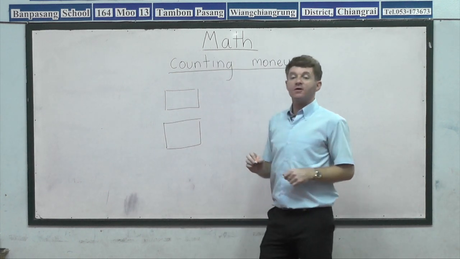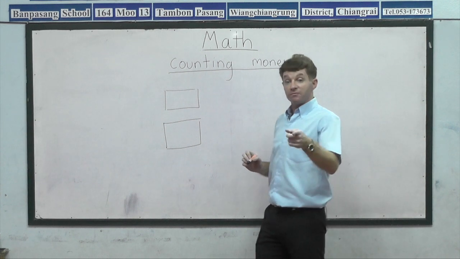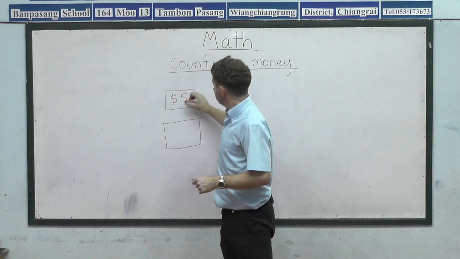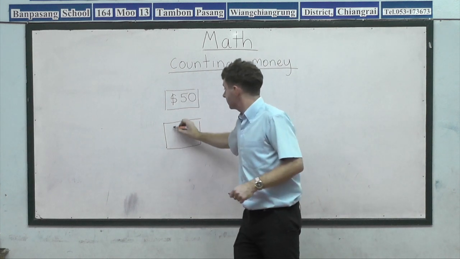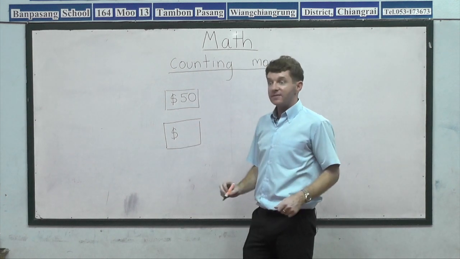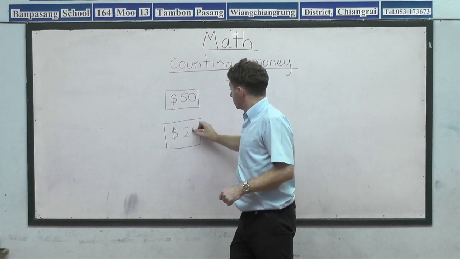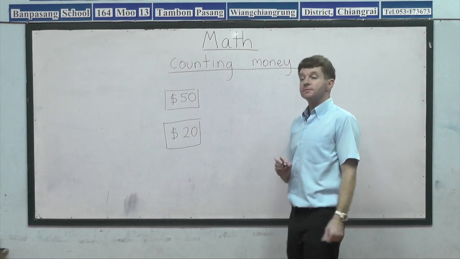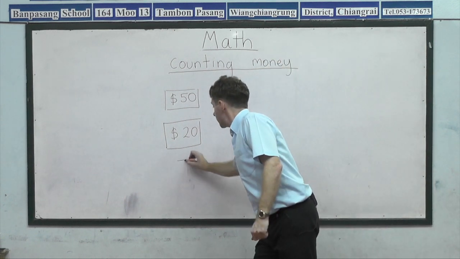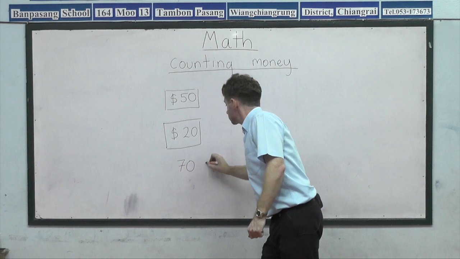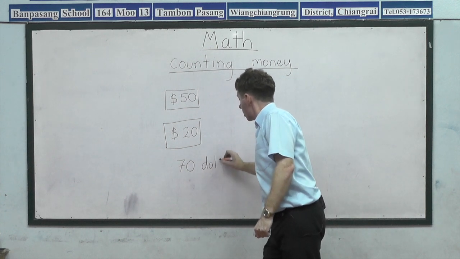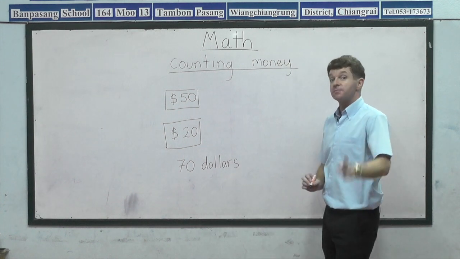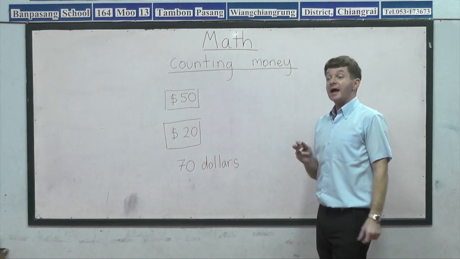How much is the first dollar bill worth? 50. Okay, that's a lot of money. $50. And how much is the second dollar bill worth? 20. So, $50 plus $20, how many dollars? 70 dollars. $70. Excellent. D-O-L-L-A-R-S. Next, we're going to look at the coins.